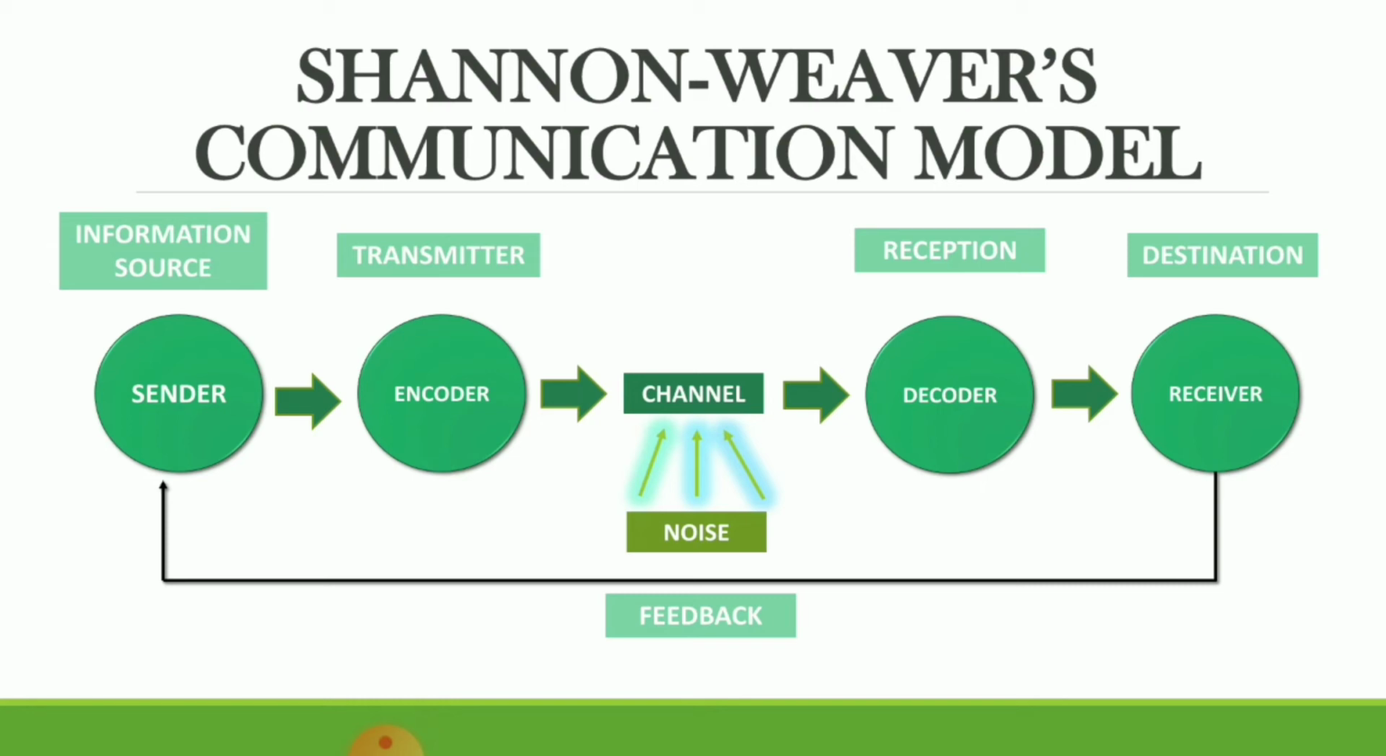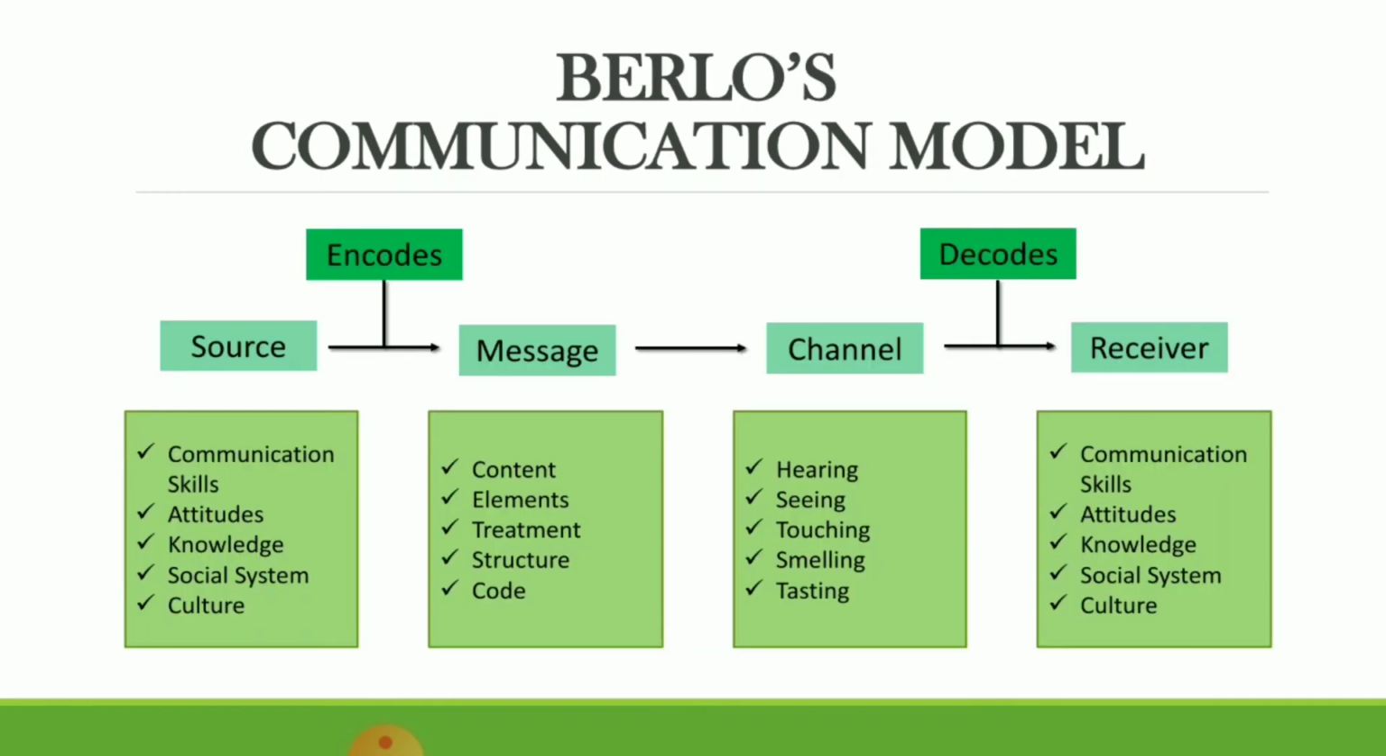In this model, other components such as noise, reception, destination, and feedback have been identified. Other terms such as information source for the sender, transmission or transmitter for the encoder, decoder for reception, and receiver for destination were introduced. And lastly, we have the Berlo communication model.